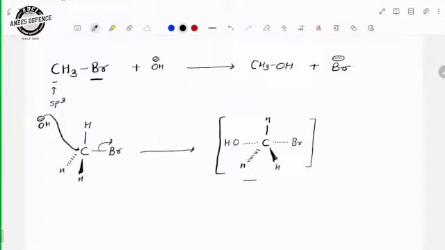Basically, the transition state is a kind of intermediate. It is the middle step where you can't isolate this transition state from the reaction. It only exists for a few milliseconds. You can't even see it, but you can predict it. This is the transition state where the bromine has not left the carbon atom, and the OH minus is not completely bonded with the carbon atom.